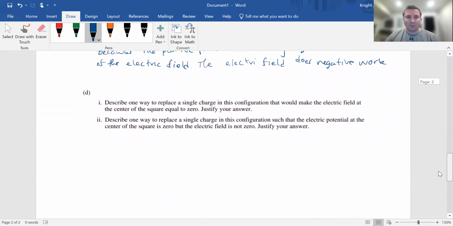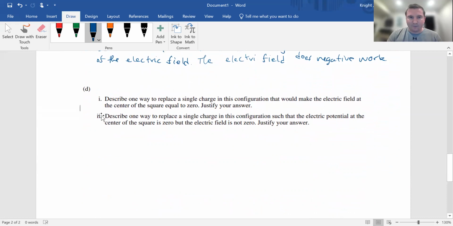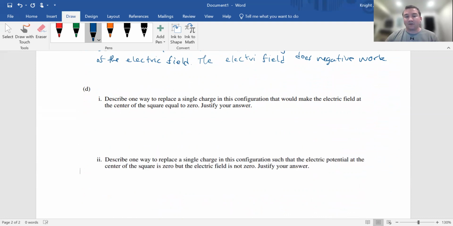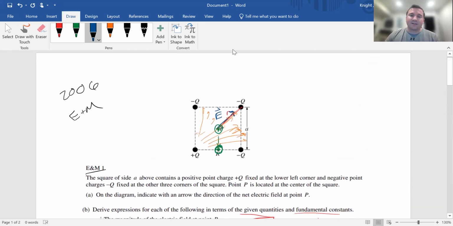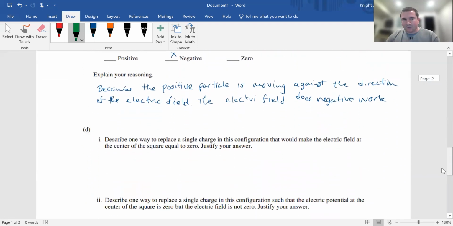All right, describe one way to replace a single charge that would make the electric field at the center of the square equal to 0. All right, we want the electric field at the center to be 0. There's two ways to do that. We can either make this top Q a positive Q, right? That way it would create field downward, which would cancel with the positive Q here. Cancels, cancels, cancels, cancels. Electric field is 0. The other way to do it would be to make this Q a negative Q, because then cancel, cancel, cancel, cancel, everything cancels, and we get 0 electric field.